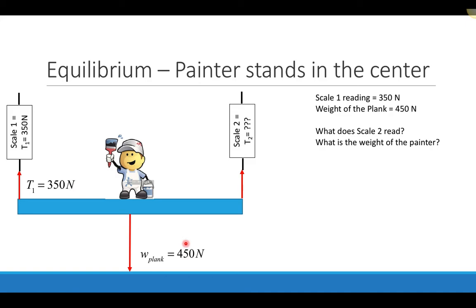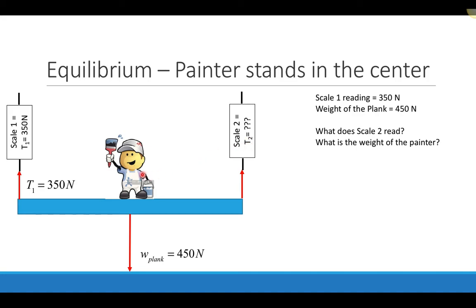We also know that the plank has a weight of 450 newtons, and we want to know what the scale on the right-hand side, scale 2, reads, and what is the weight of the painter. One of the things that's really important here is that the weight of the plank acts at the geometric center of the plank, which is exactly halfway between, which means that this weight of the plank would be evenly distributed between these two cords.